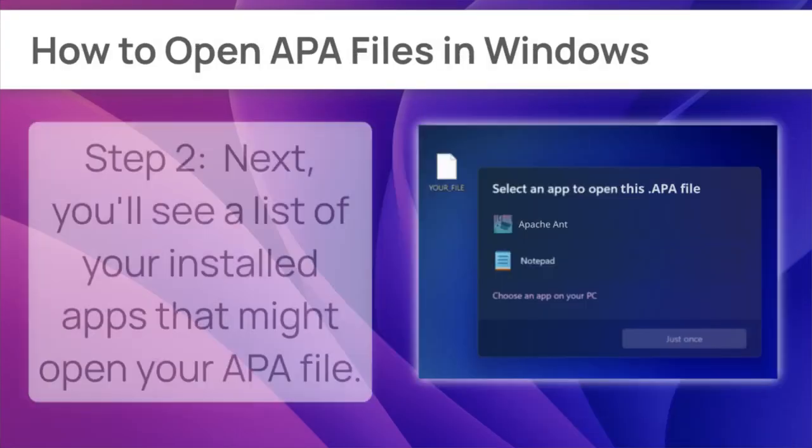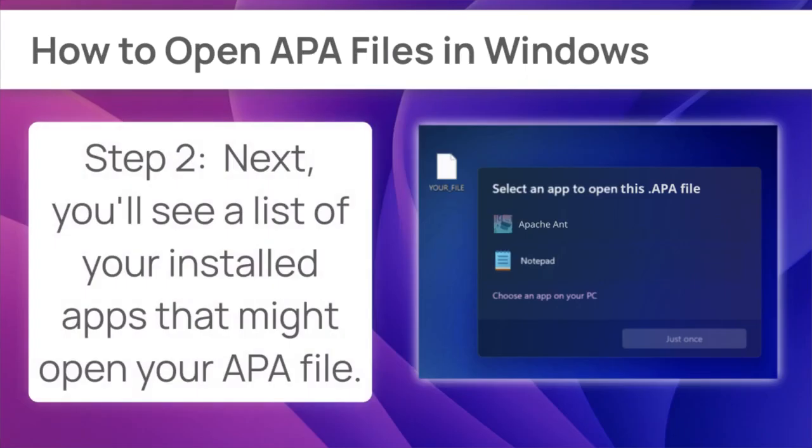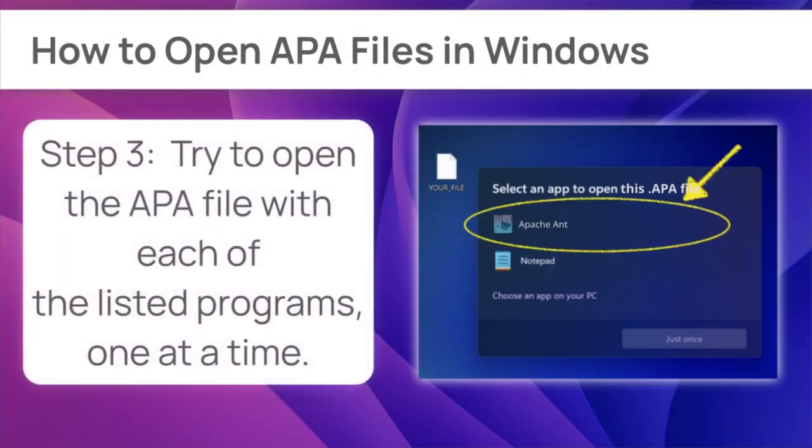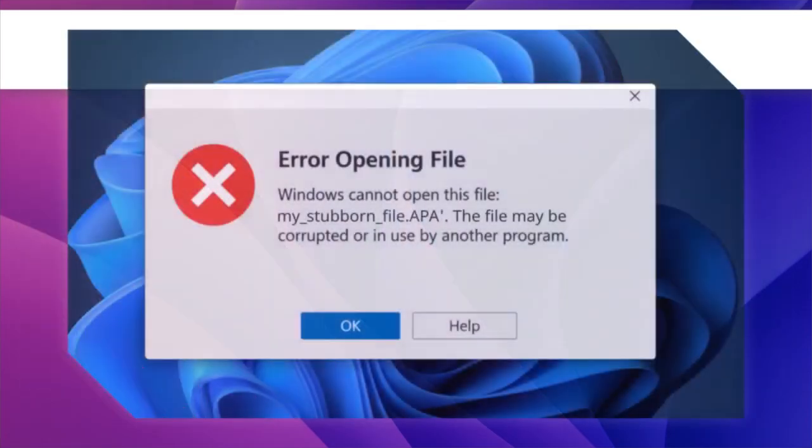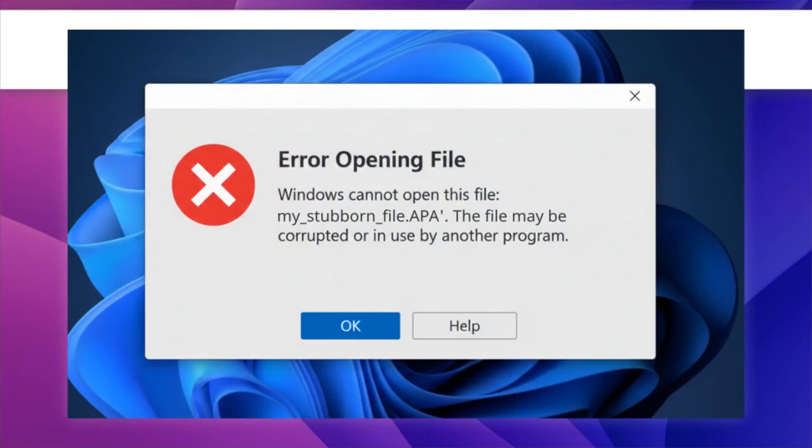Right-click your APA file and select Open With. Test Apache Ant if it appears. If it fails, select the next application. Testing eliminates application guesswork. If the APA file is still giving you trouble, relax.